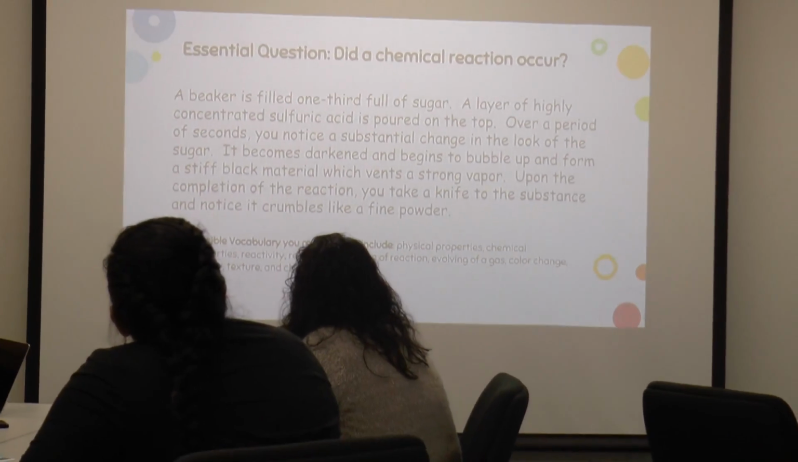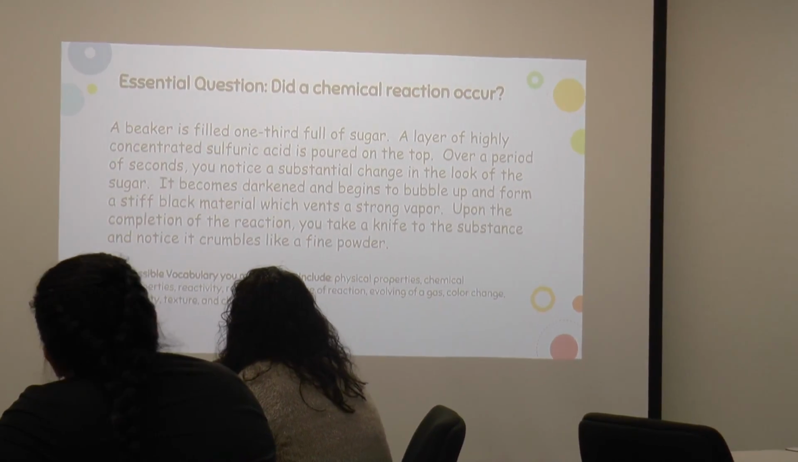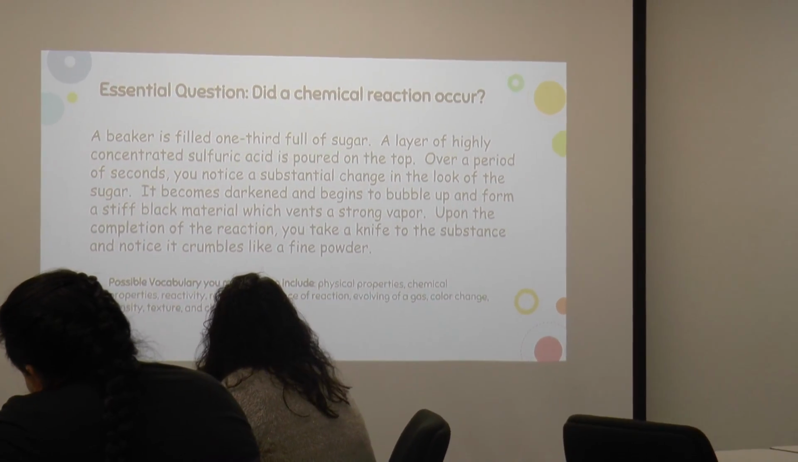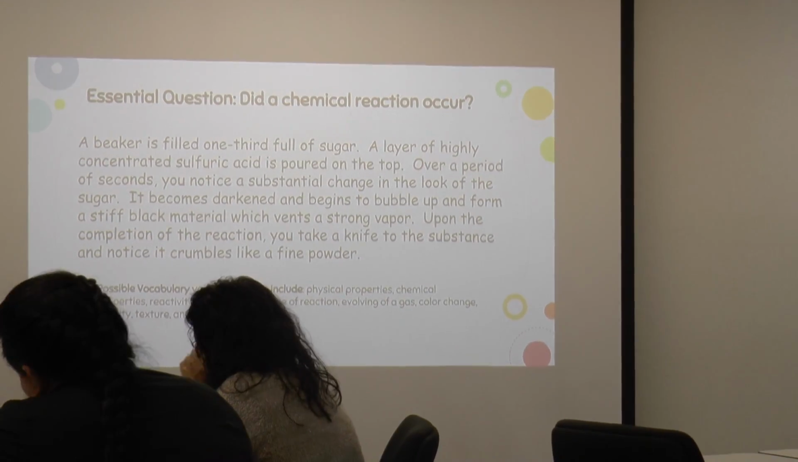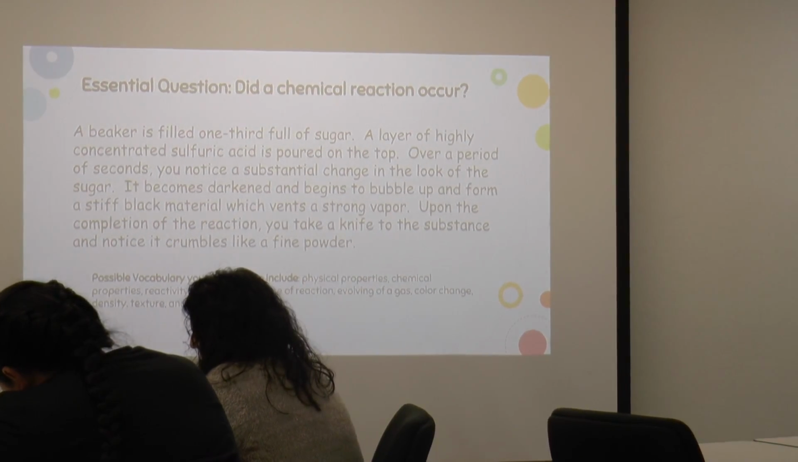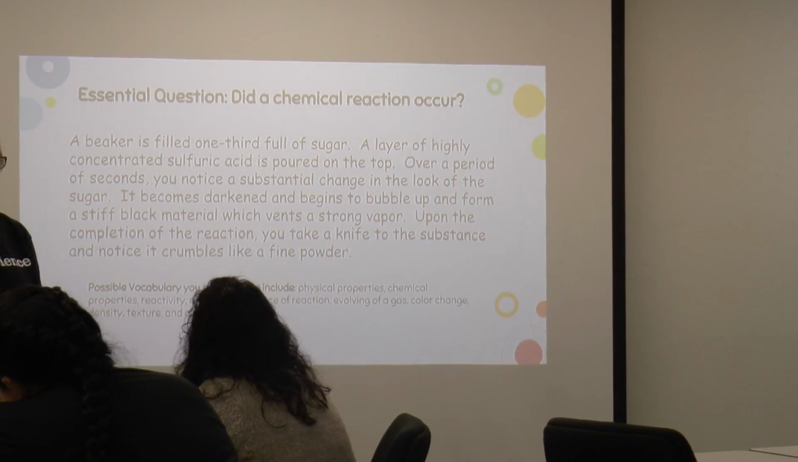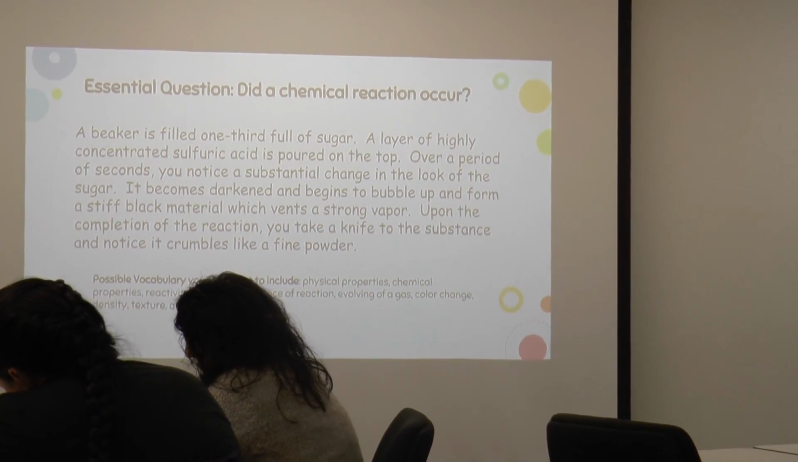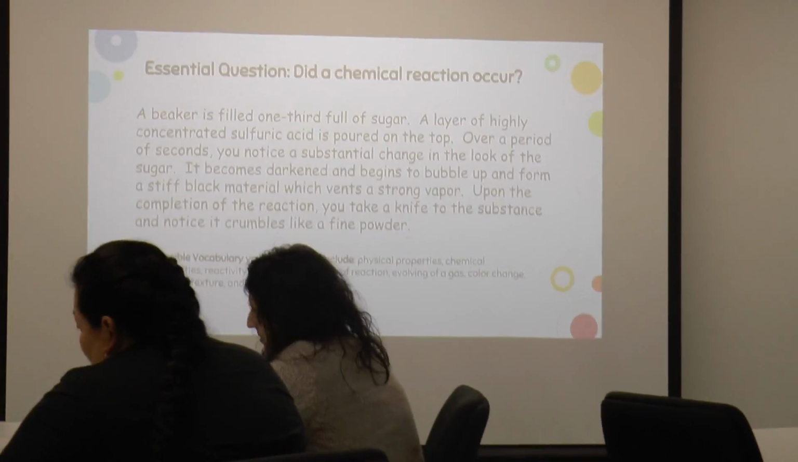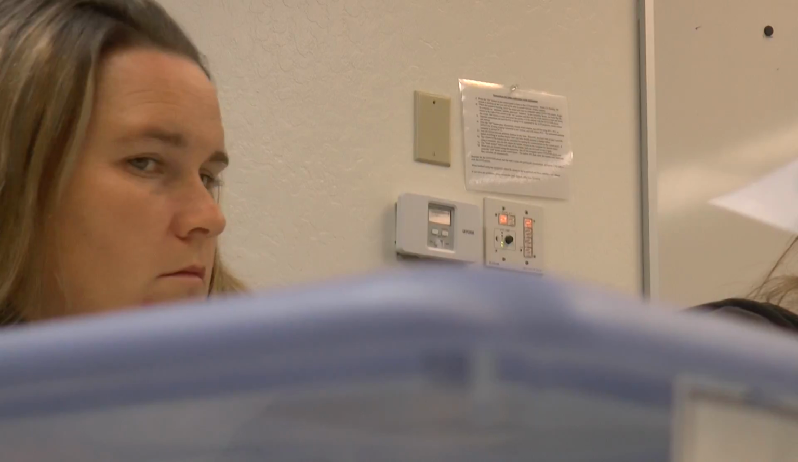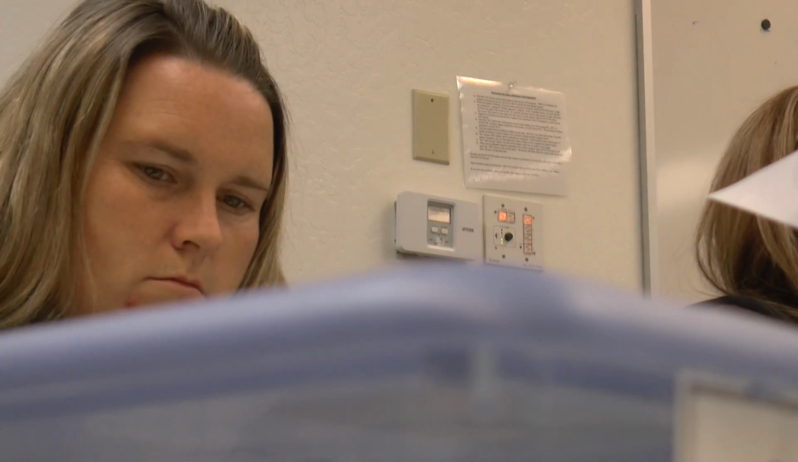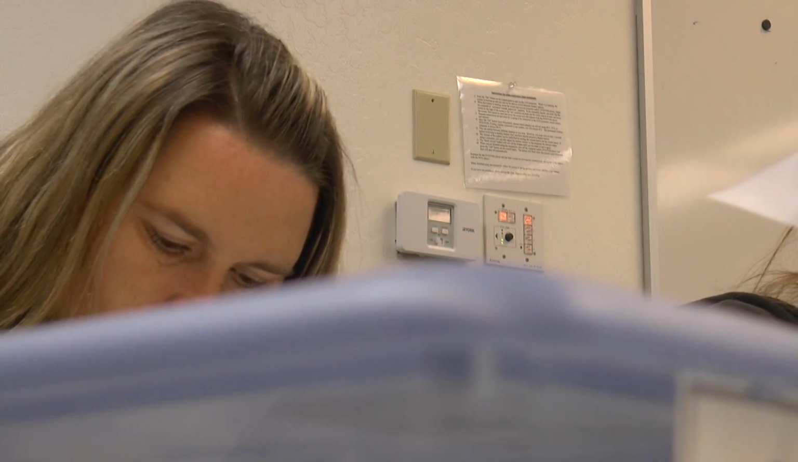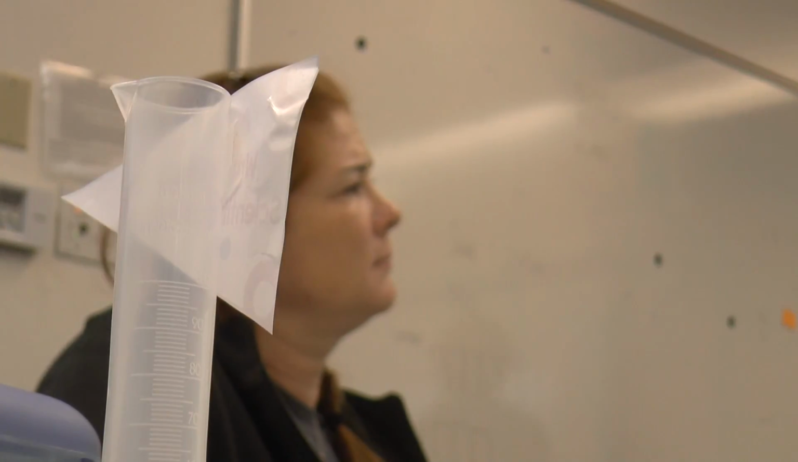The essential question is, did a chemical reaction occur? So what I would like you to do right now is use your background knowledge of chemical reactions and write what you think would be evidence of chemical reactions. What is your background of chemical reactions? The differences between a physical change and a chemical change. And there is possible vocabulary that you may want to use if you want to help start your thinking: physical properties, chemical properties.